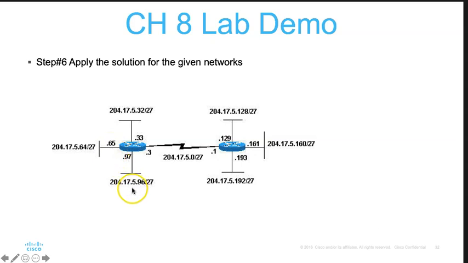All right. So let's go down here. Here's another network. Here's a third network. The third network is 204.17.5.96/27, which is 224. And what is the first valid host in the 96? It is 97. And then we did the same thing here, 204.17.5.128. The first valid number is 129. The first valid host in 204.17.5.192 is 193, right? And the same thing here too.